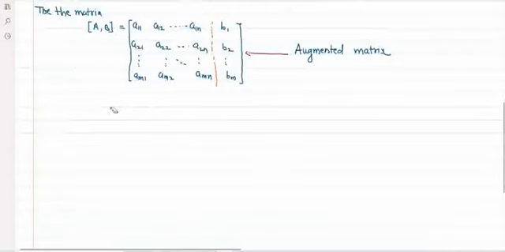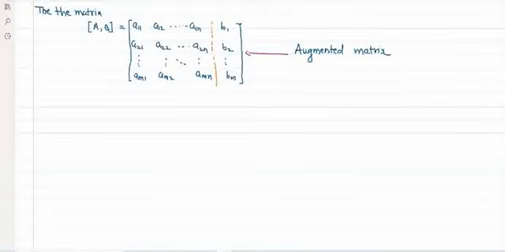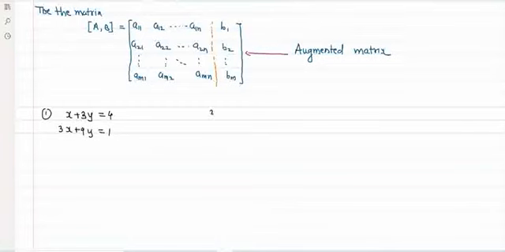Now the question arises. I will start with some simple examples. Suppose you are given one set of examples, that is x plus 3y is equal to 4, and 3x plus 9y is equal to 1. This is a 2 by 2 system. And the second example, x minus y is equal to 1, x plus y is equal to 2. And the question is, solve the equations if possible.